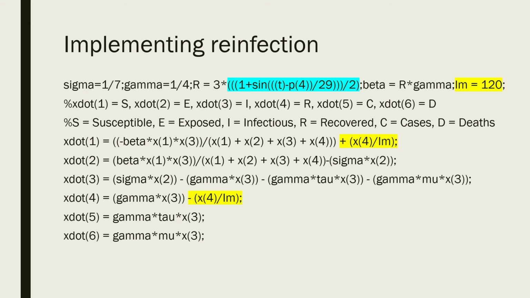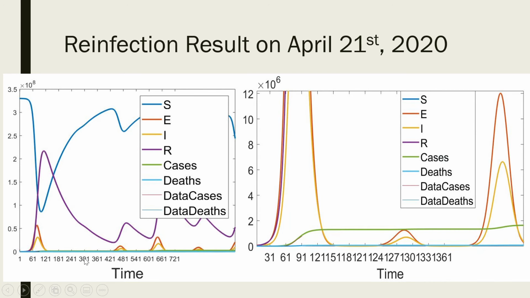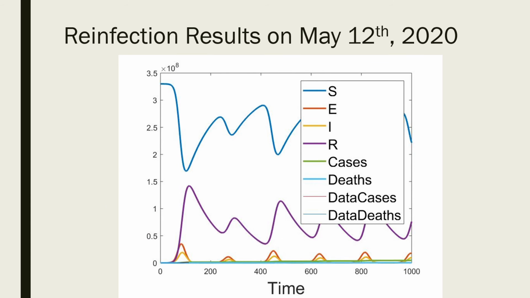Once this is implemented, we start seeing the expected waves of seasonality that I predicted would be there. As of April 21st, 2020, this is what my model was predicting. As you can see, there was going to be a fairly small wave predicted in the fall. This is the model based on the data through May 12th of 2020. As you can see, the second wave is drastically larger than it was in the April 21st model.